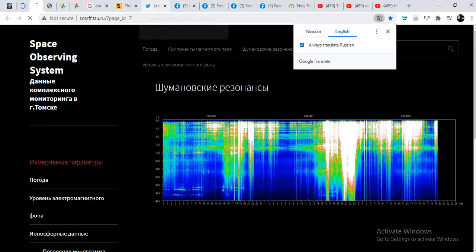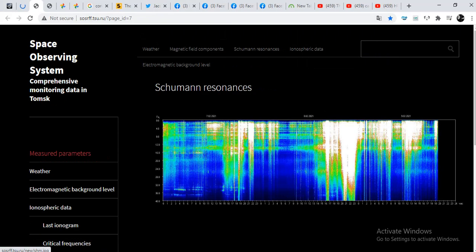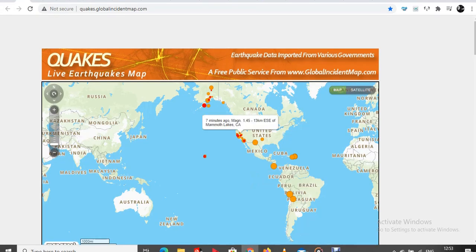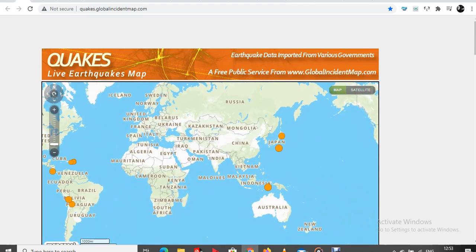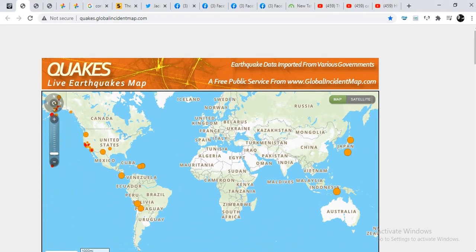Let's have a quick look at the Schumann resonance. If it'll load. All right, there we go. Look at the squelching. It's over 40 there. Look at these high amplitudes. Big surges in energy, guys. Have a quick look at this. Look at this, California. We've got quite a few fives in Japan. 4.8, 5.2, Indonesia 5.2. You've got that going on.